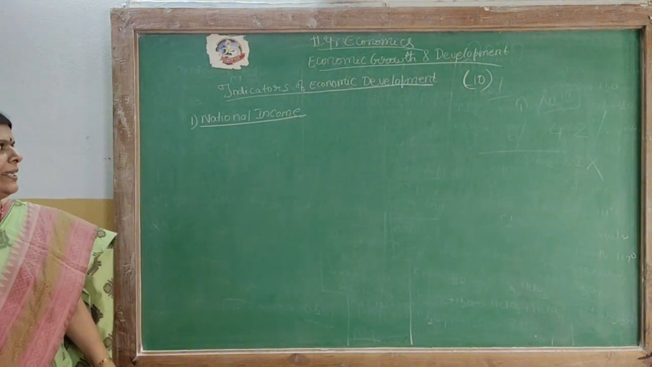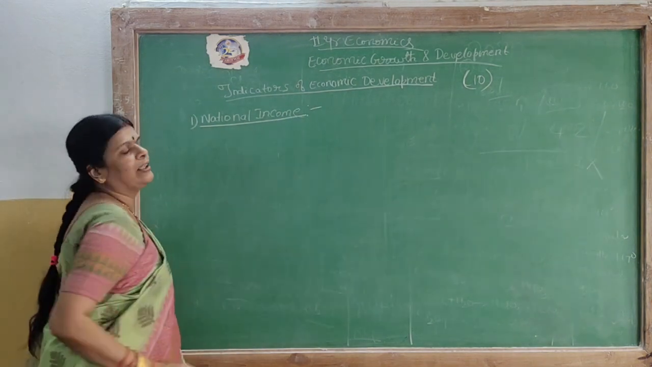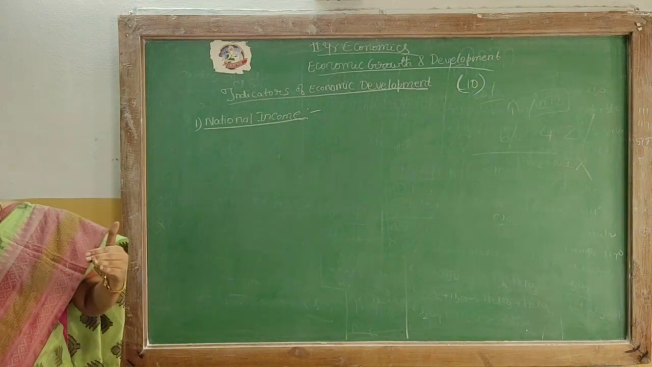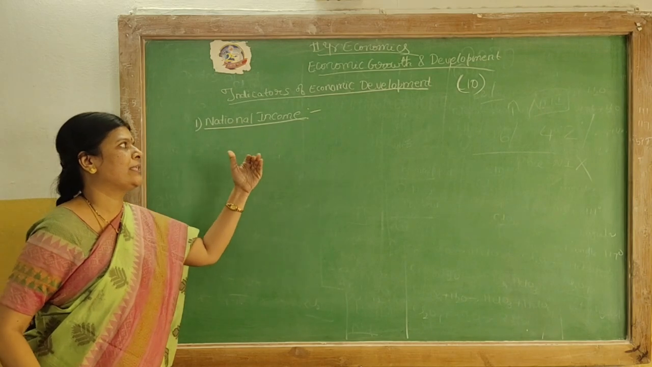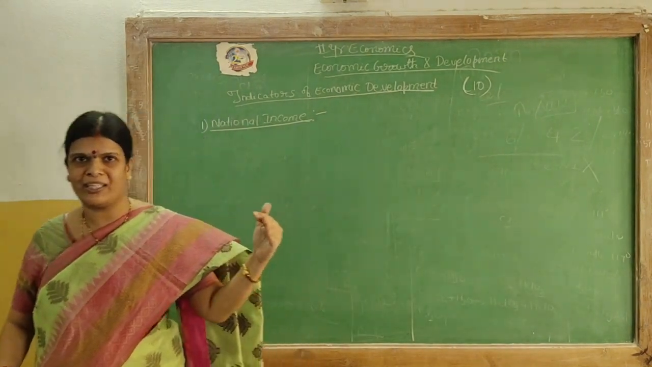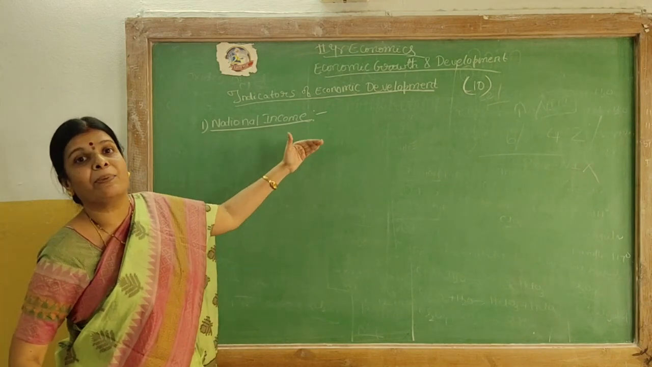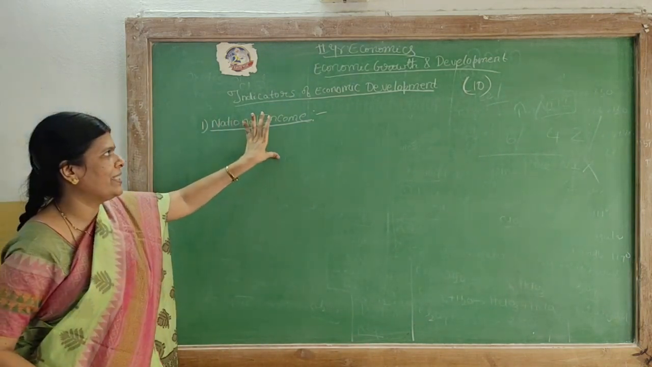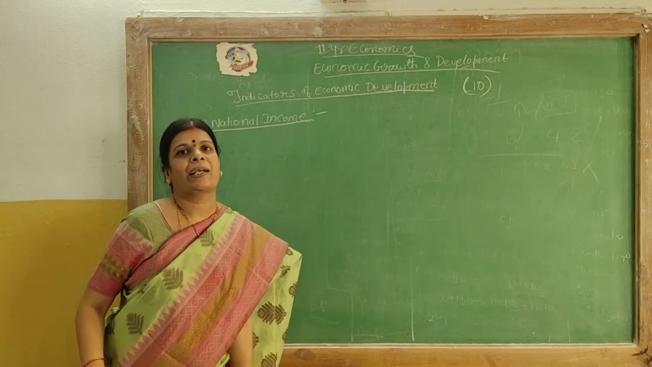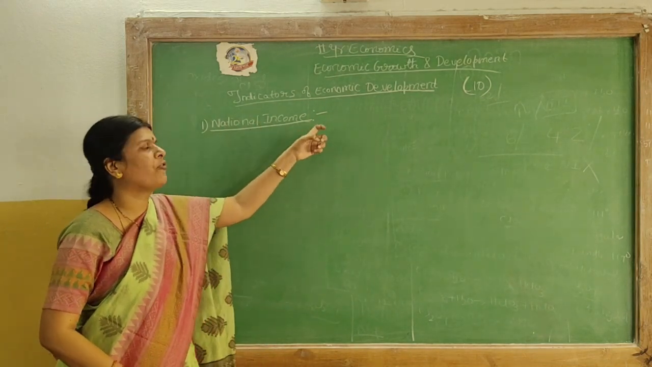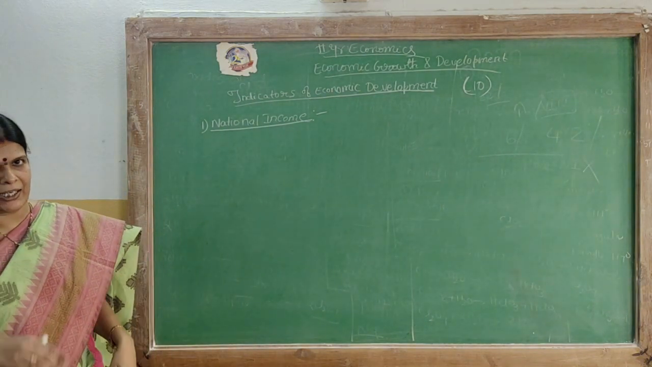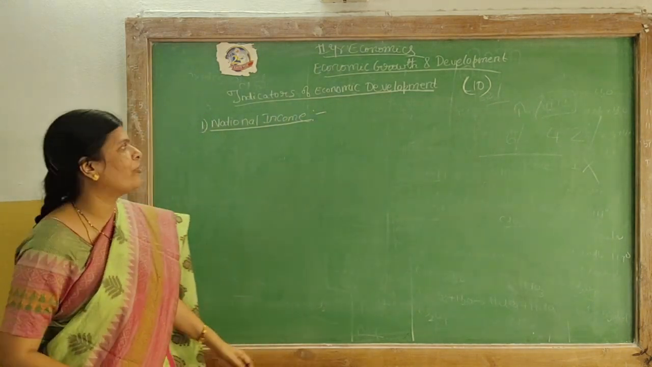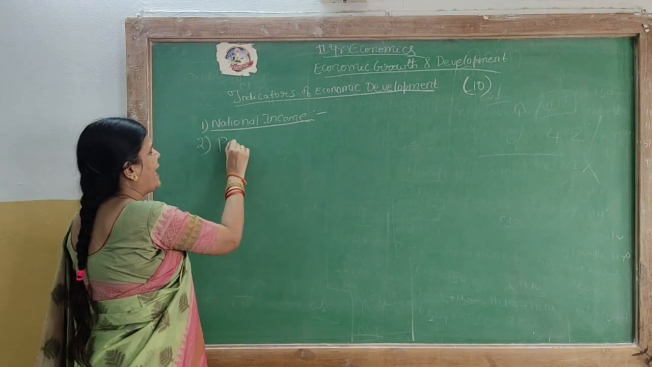What is national income? As I said, it is the increase in final output of goods and services. Final goods and services, expressed in terms of money, is called national income. This national income means money accruing to the country. This is the first rod of measuring economic development. There should be a continuous increase in national income, expressed in terms of money. Second one is per capita income.